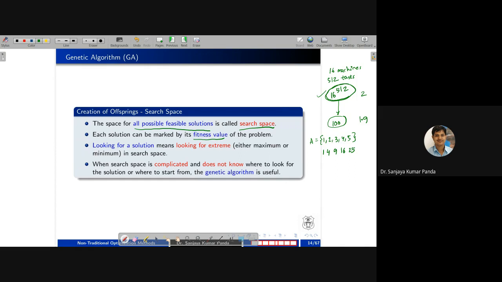Now, looking for a particular solution, our objective is to look for an extreme. That means either your objective is to go for maximization or your objective is to go for minimization. That's why I told you for the maximization case we are taking this one, for the minimization case we are taking this one. So for this search space, if you go for 16 to the power 512, it is very, very complicated and we do not know where to look for the solution. That's why we have applied the genetic algorithm for such types of problems.